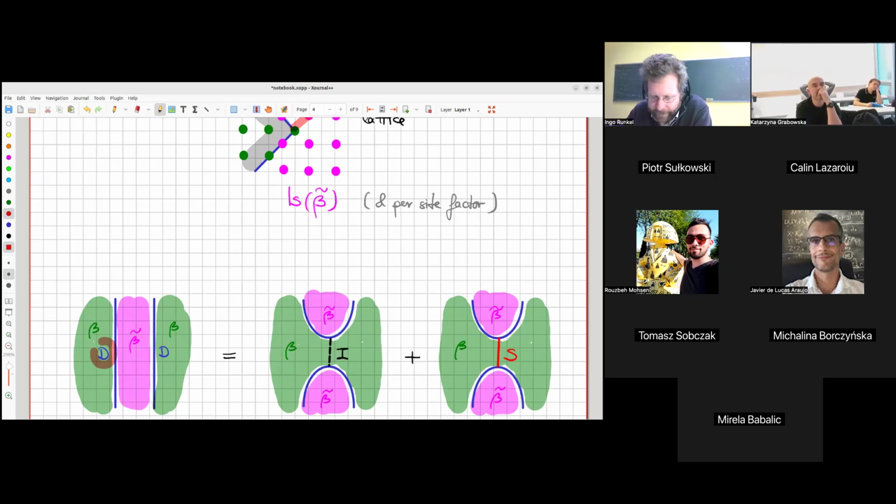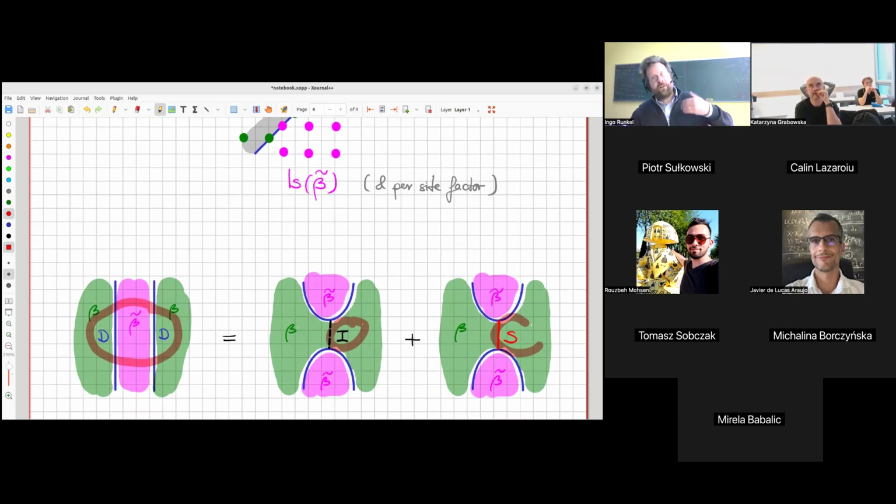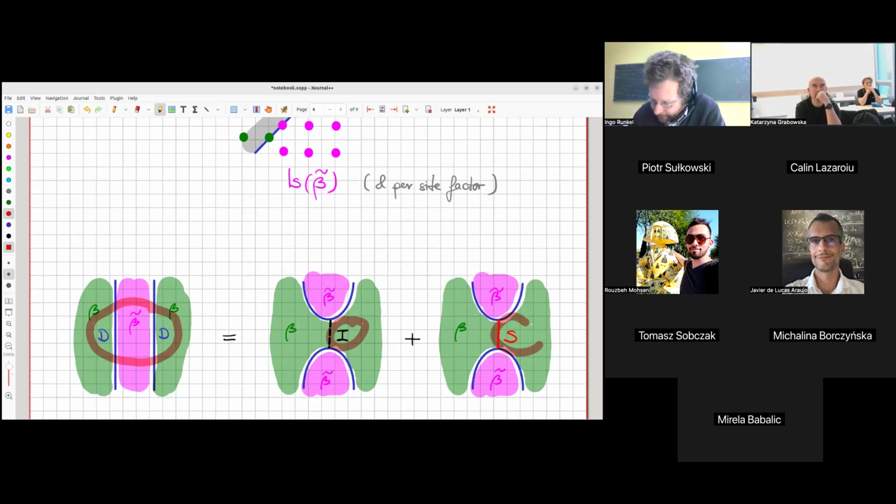I can now repeat the computation I did for the spin flip defect, but now the answer is more complicated. I can fuse these together again exactly on the lattice, but I get a sum of two terms. I get the identity, but I get a second contribution from S. So it's not a symmetry in the sense of a group symmetry anymore, but it's still a topological defect. It's still a symmetry between these two theories, Ising at beta and Ising at beta tilde.